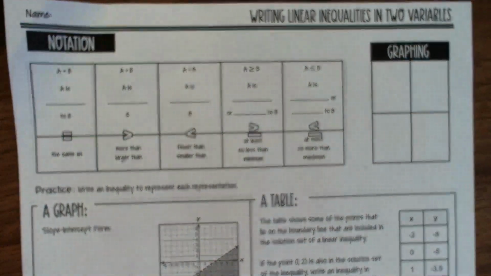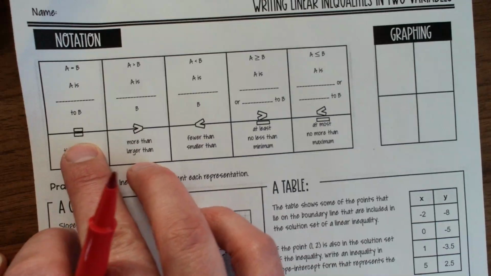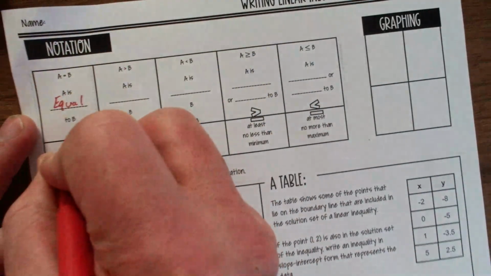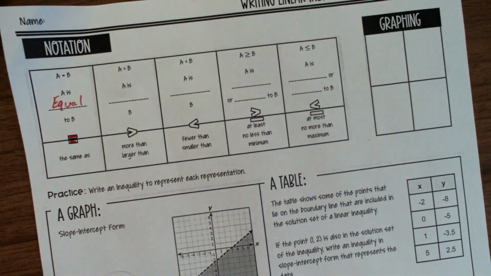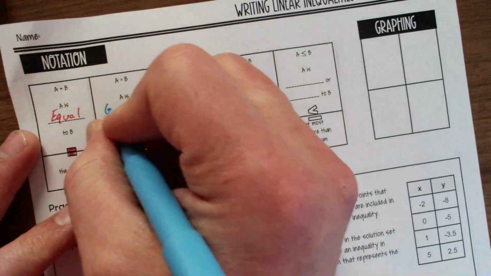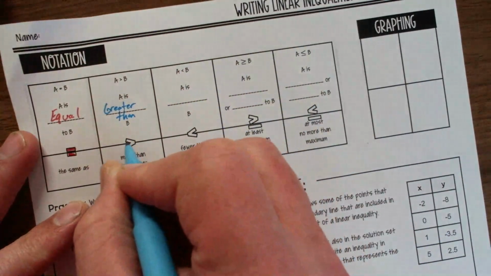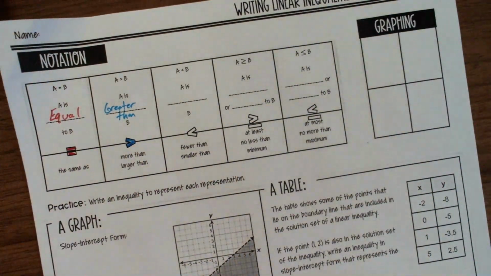Okay, today we're looking at the notes for writing linear inequalities with two variables. So let's first look at these type of symbols. We all know the equal sign. It's two solid lines like that. We have the greater than. When we use the term more than or larger than, that's what that means.